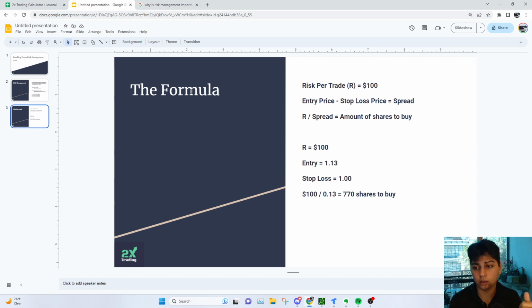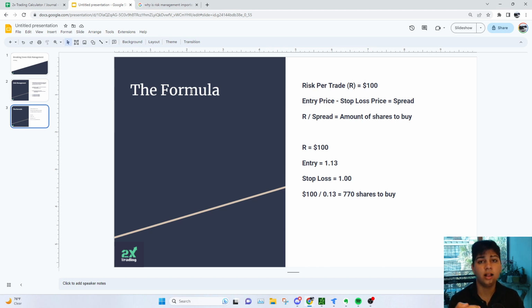If that sounded kind of confusing, I have an example here which will make it a lot clearer. My risk is $100. Entry of 1.13, stop loss of 1. First step is 1.13 minus 1, entry minus stop loss. That gives me 0.13. From there, it's my risk, my R, $100 divided by 0.13. That gives me 770. That 770 is how many shares I will buy at 1.13, which will result in a $100 loss if I were to stop out at 1.